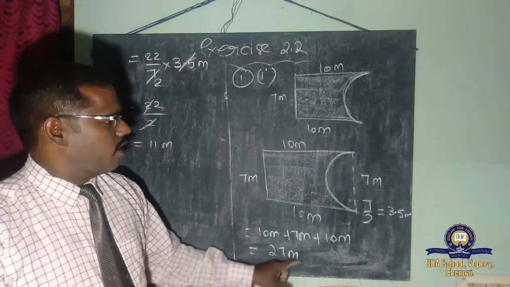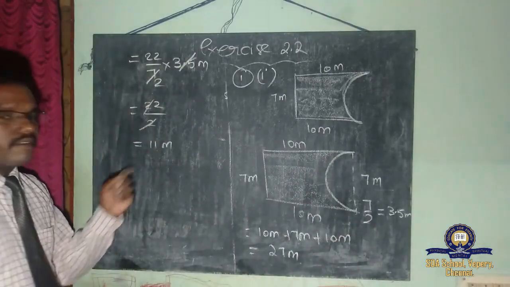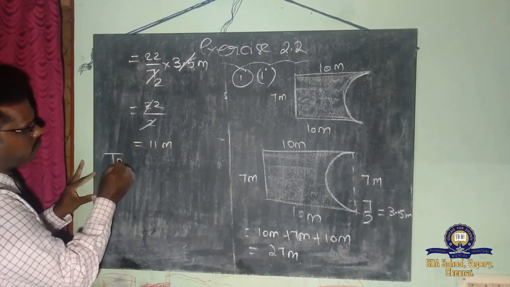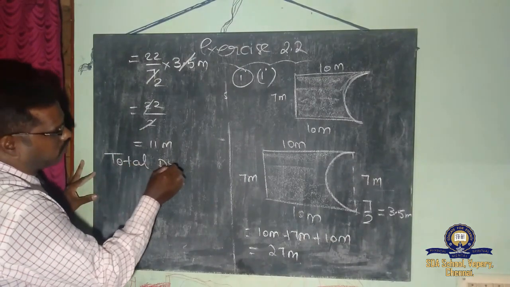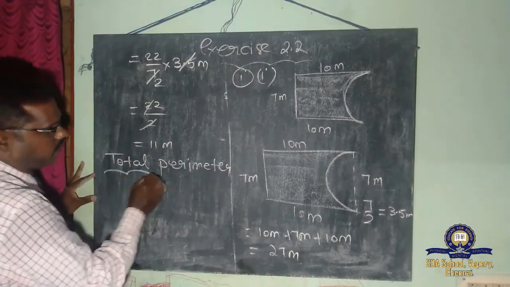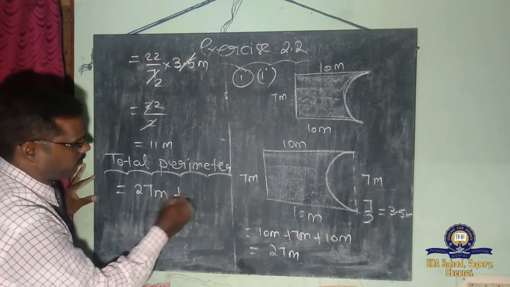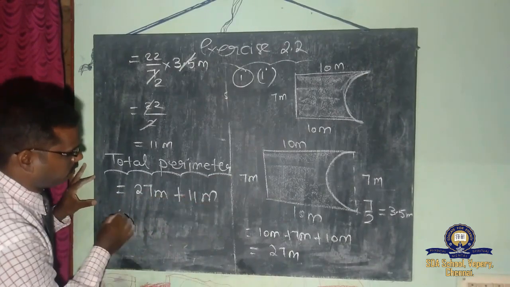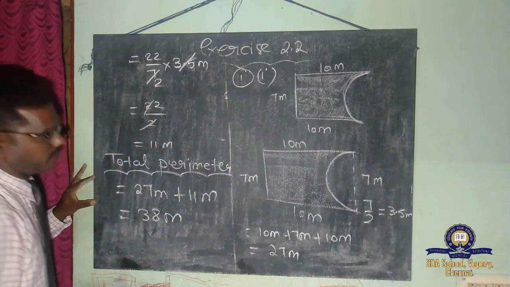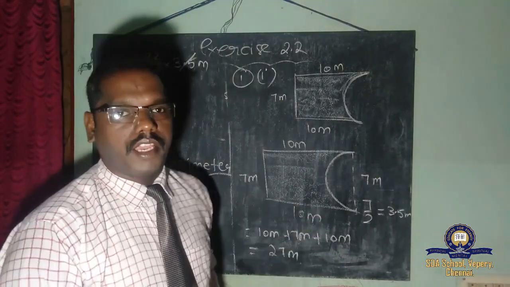So from this part we are getting 27 meter. For this semicircle path, perimeter is 11 meter. So total perimeter we have to find out. Total perimeter is 27 meters plus 11 meter. So totally 38 meter. This is the perimeter of the whole figure.